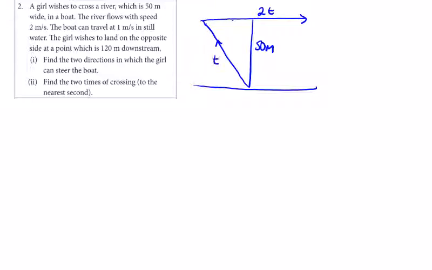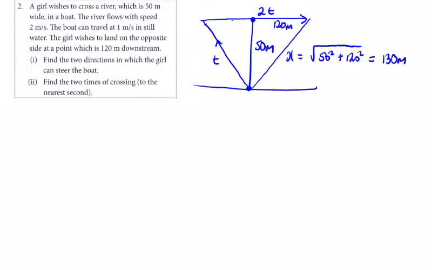So this is going to be 1t or t. She's here, wants to get to here. And she wants to land 120 meters downstream. So we'll call this one in here 120. So straight away we can get x here. X is going to be the square root of 50 squared plus 120 squared. It's like my 5, 12, 13 triangle. So the answer to that one is going to be 130. Just double check it. 130 meters.